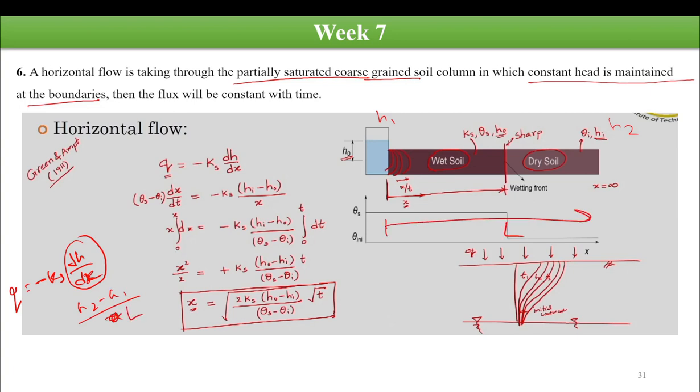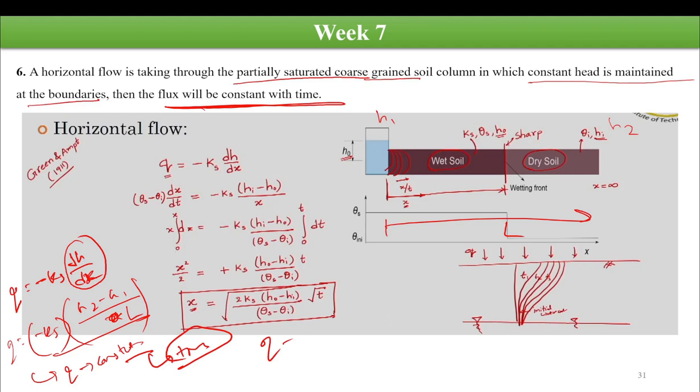So it is L, right? So this is constant, and the saturated hydraulic conductivity is already a constant. So a constant and a constant, so Q will be constant. So the Q is not varying with time. It is constant with time, right? So this expression is correct, that if a horizontal flow is taking place through a partially saturated coarse grain soil column in which a constant head is maintained at boundary, then the flux will be constant with time. Flux Q will be constant with time.